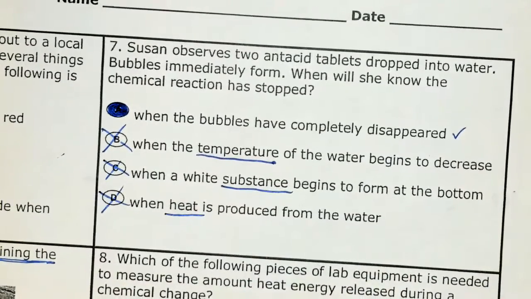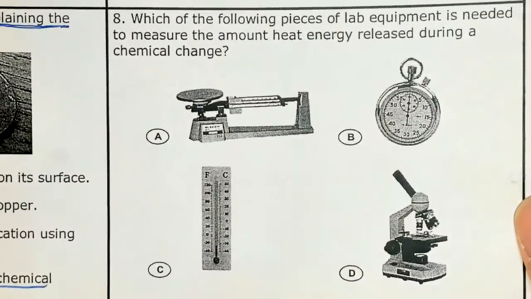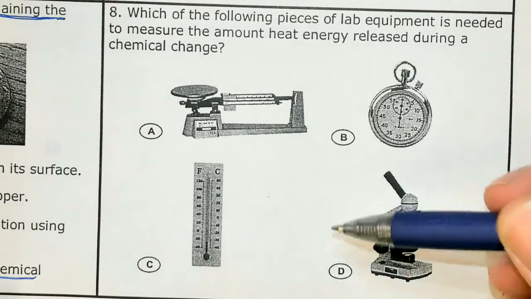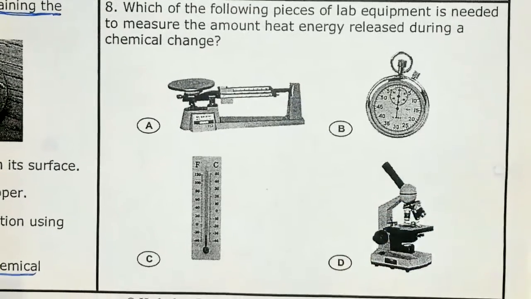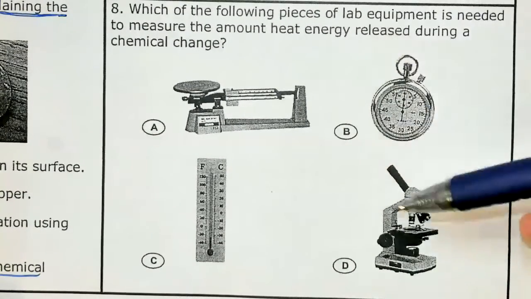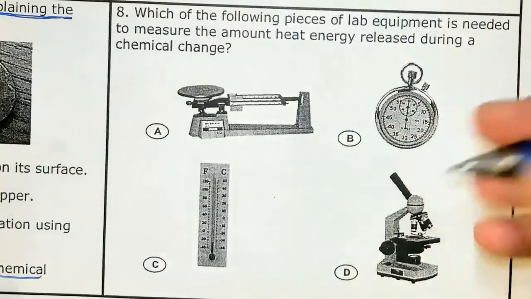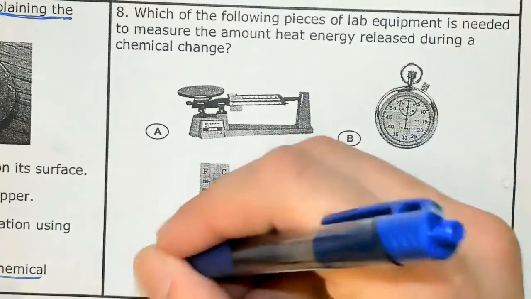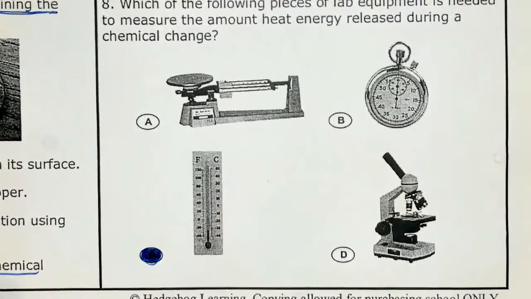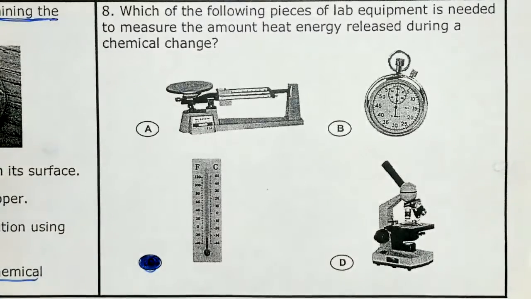Number 8, which of the following pieces of lab equipment is needed to measure the amount of heat energy released during a chemical change? How do we measure heat, guys? Now, I know this seems silly, but they put questions like this on the STARS test. So look, we have something that measures our pressure. We have a microscope looking at small little objects. We have something that measures our mass. But which one of these measures temperature, guys? We're not even going to explain that one because that's a thermometer. That tells you hot and cold. But we love easy questions like that on the STARS test. They're easy points, okay? All right, very good.